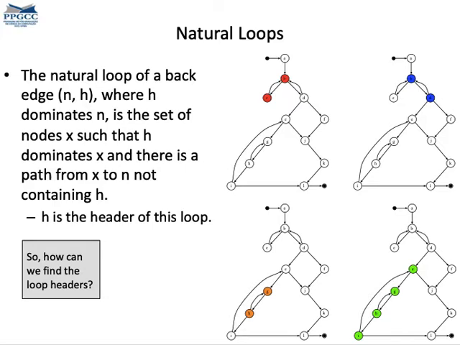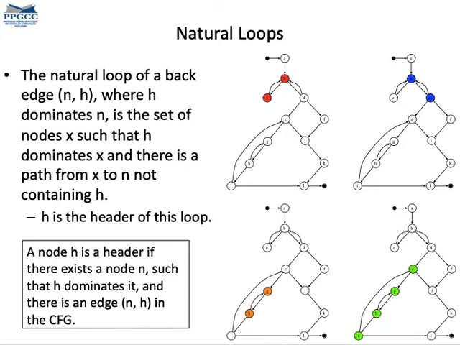This observation that back edges determine natural loops gives us the means to find all the header nodes in a CFG. Basically, a node H is a header node if there is a node N in the CFG, such that H dominates N, and there is an edge from N to H. This edge is a back edge. Notice that we can have H and N being the same node, and the definition is still good.